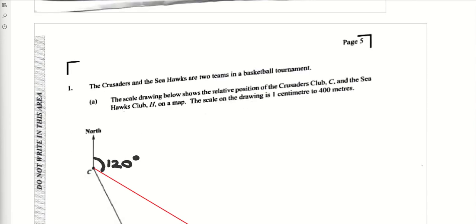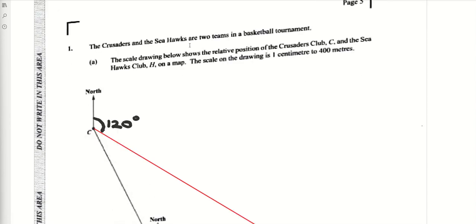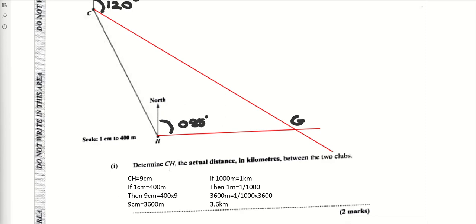Let's look at this question. The Crusaders and Seahawks are two teams in a basketball tournament. The scale below shows the position of Crusaders C and Seahawks Club H on a map. The scale on the drawing is 1 centimeter to 400 meters. They want to determine CH, the actual distance in kilometers.